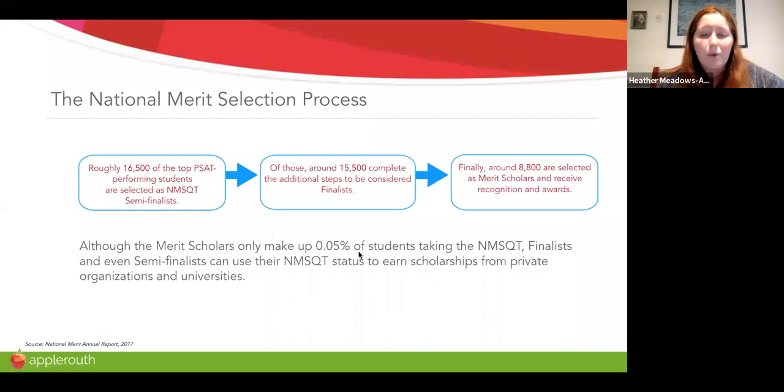So even though only 0.05% of students actually get the scholarship, everything else is still really, really valuable as well.